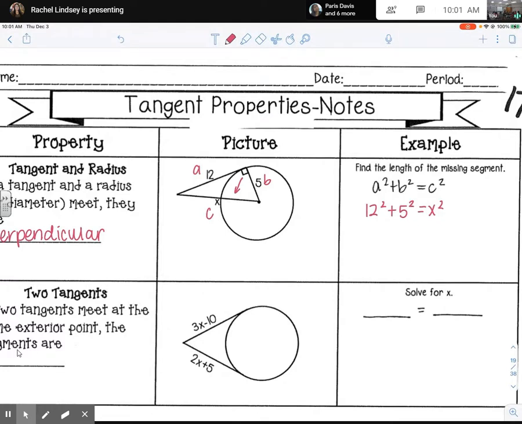Then in your calculator, you need to do 12 squared plus 5 squared. So what's 12 squared plus 5 squared? 169. So 169 equals X squared. Then to solve for X, what do I need to do? Square root. And you get 13. X would be 13.